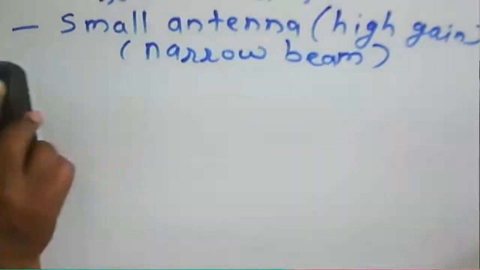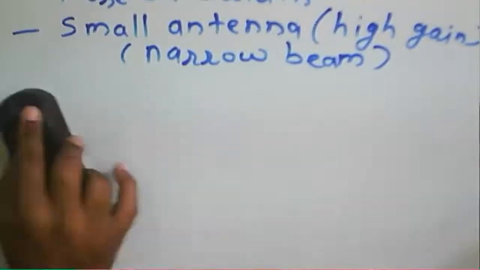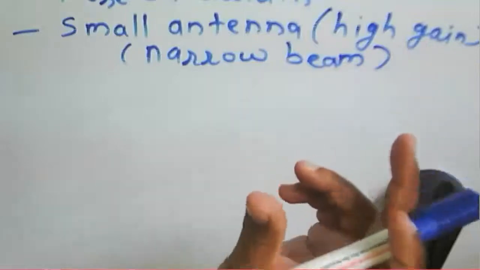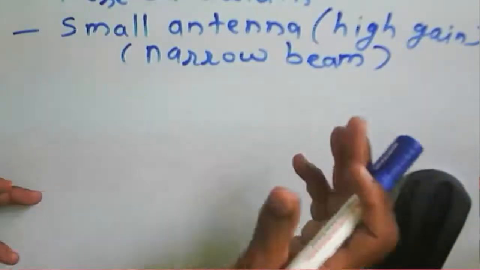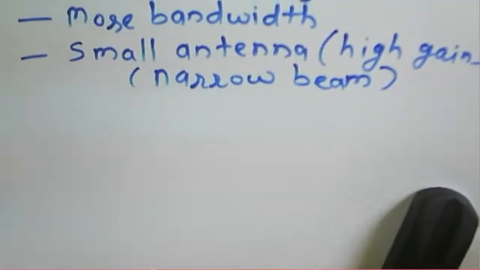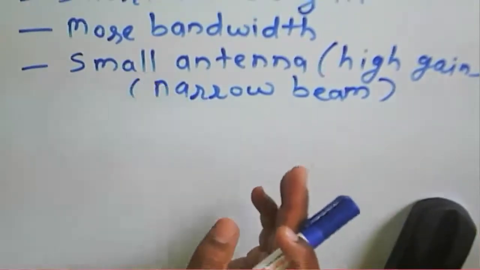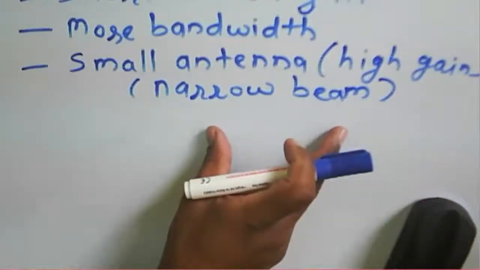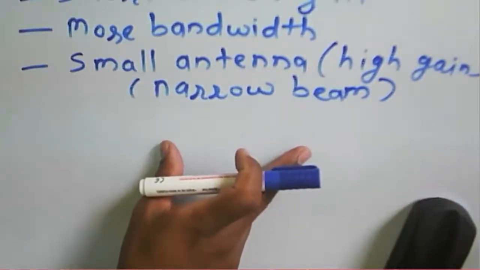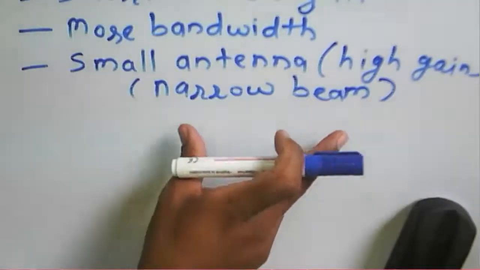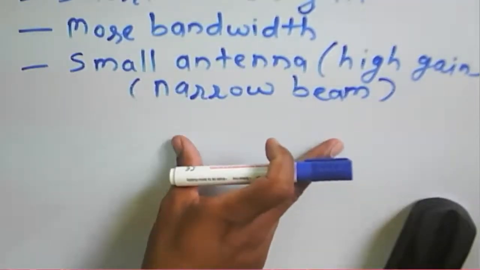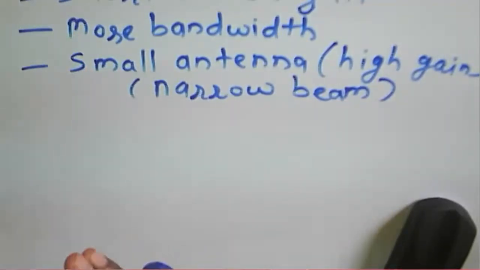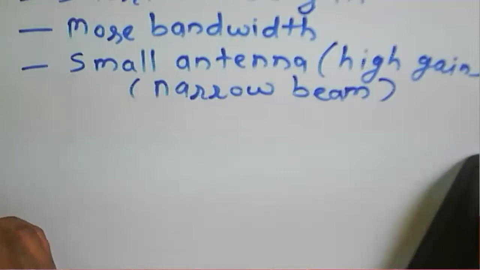The antenna size is small, and even though it is small we get a large gain. The microwave antenna works at a high frequency and produces a high gain, as well as a narrow beam of operation. This narrow beam is useful for point to point communication, where we can communicate easily using this narrow beam antenna.